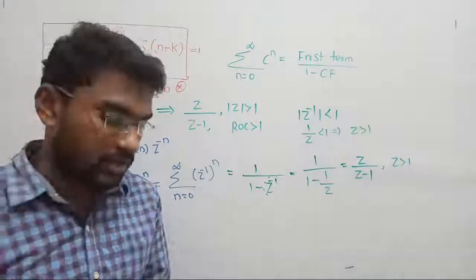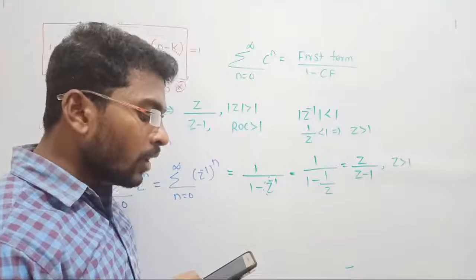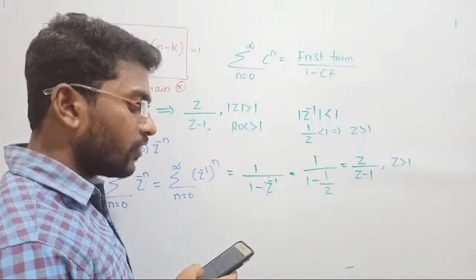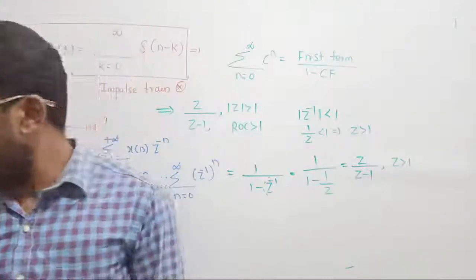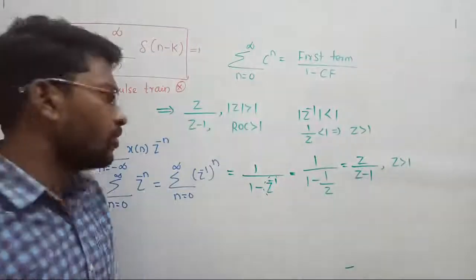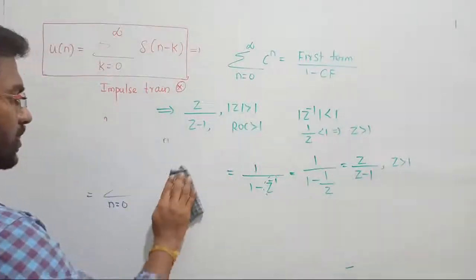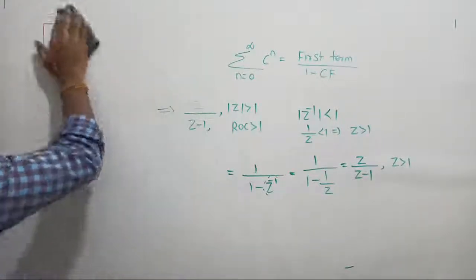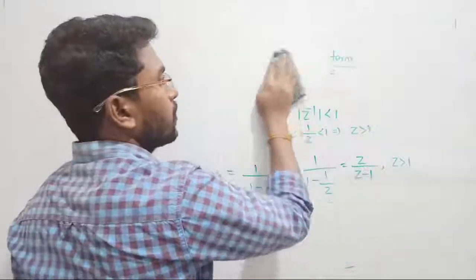Let us check the options, option A or option B. Now the next question: the Z transformation of the function f of nT is equal to a power nT. Try to do it by yourself, don't wait for me. Anyway, let me do it. Let me rub this function out and then bring the answer for the next function.